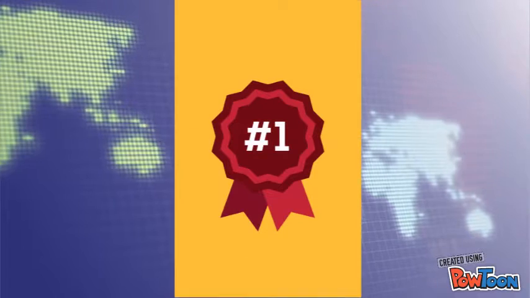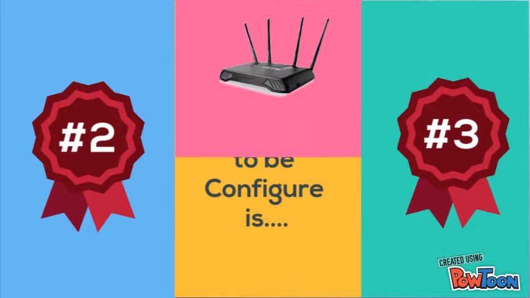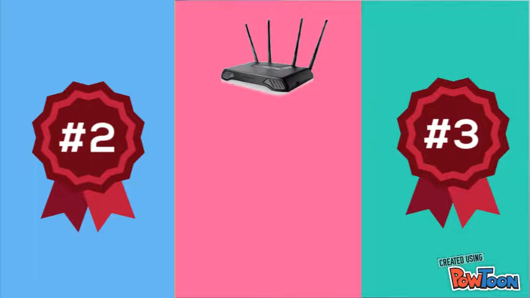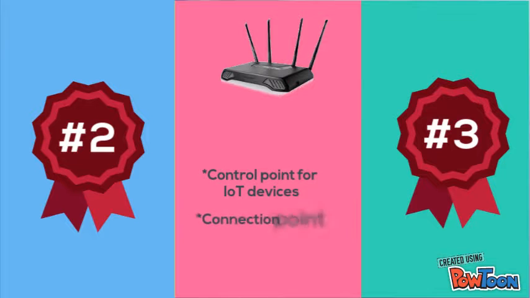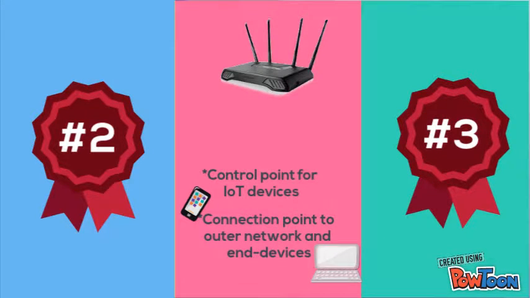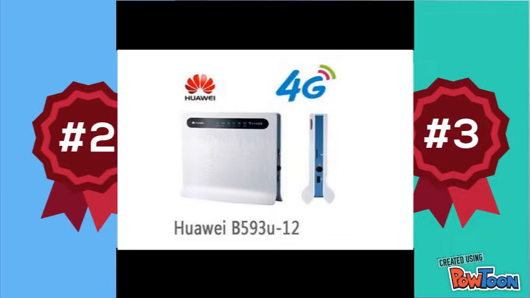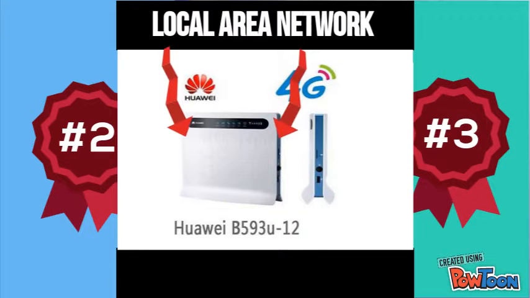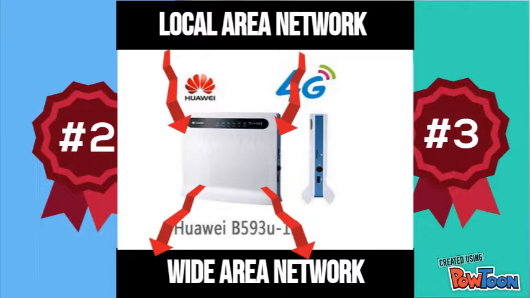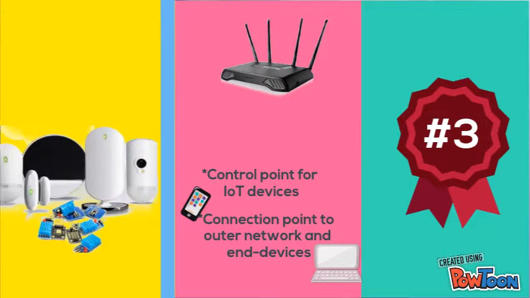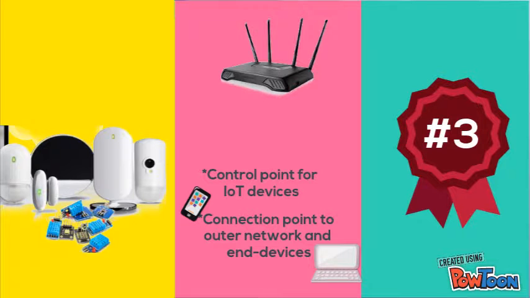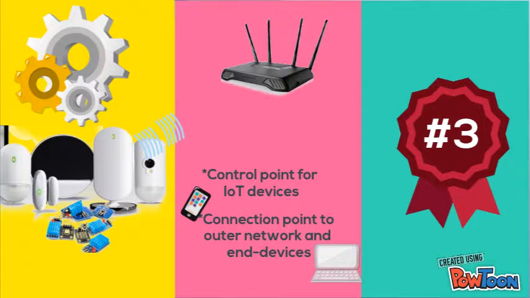Generally, there are 3 configuration sections. The first device that needs to be configured is the home gateway, which acts as the control point of all IoT devices, and also as a connection point to the outer network and to devices such as mobile phones and PCs for monitoring or controlling the IoT devices. Typically, the home gateway is a broadband router which allows the connection of a local area network to a wide area network. Secondly, the IoT devices and sensors need to be configured to connect to the home gateway.